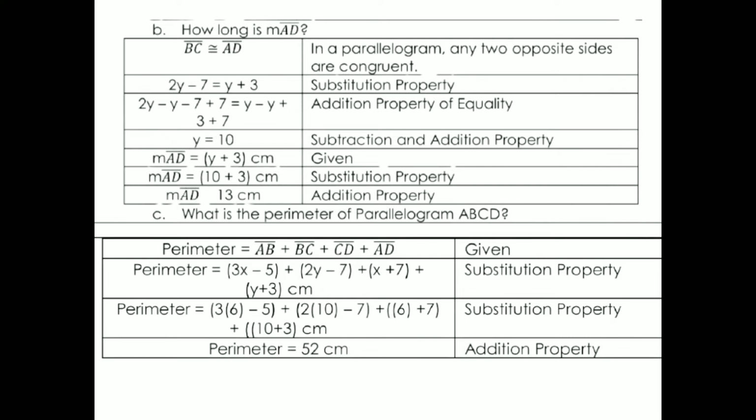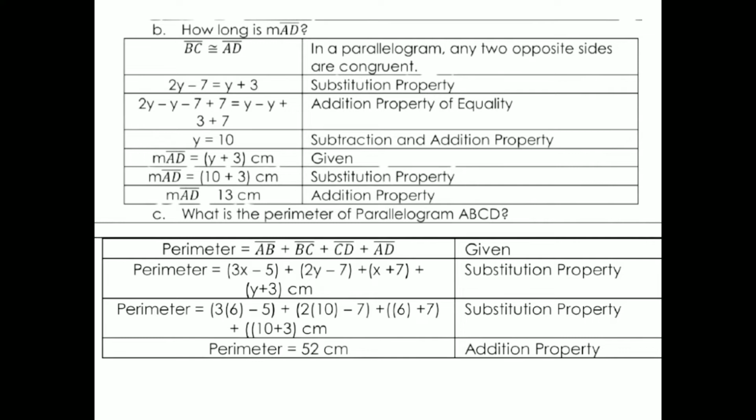Since BC is congruent to side AD, yung sabi nga, in a parallelogram, any two opposite sides are congruent. So through the process of substitution, equate lang natin sila dahil sila nga ay congruent. So magiging 2y minus 7 is equal to y plus 3. Using the addition property of equality, 2y minus y minus 7 plus 7 is equal to y minus y plus 3 plus 7. So through subtraction and addition property, magiging y natin is equal to 10.